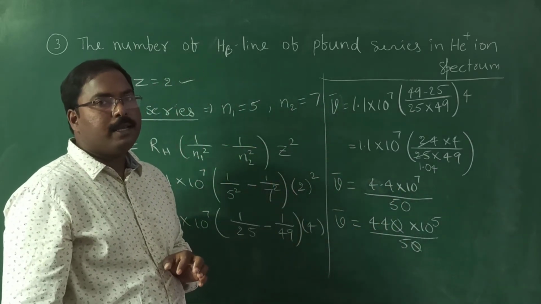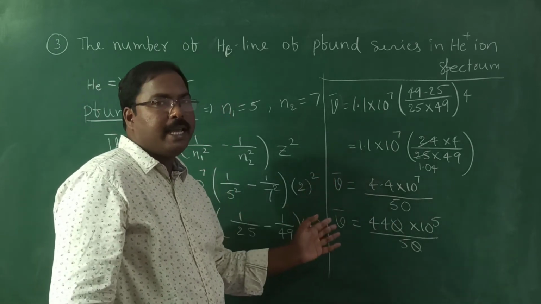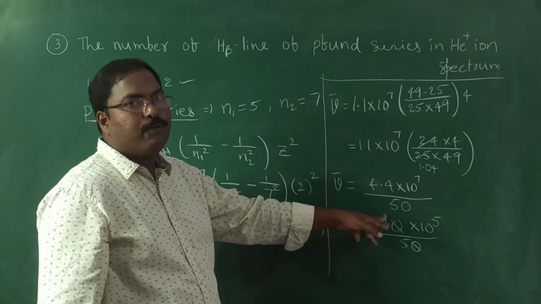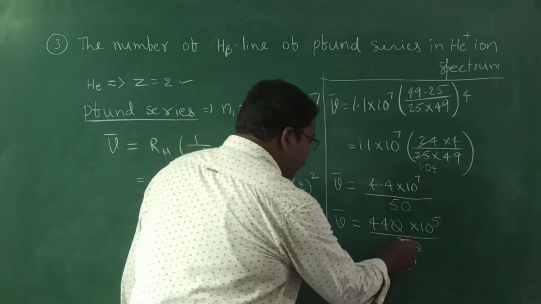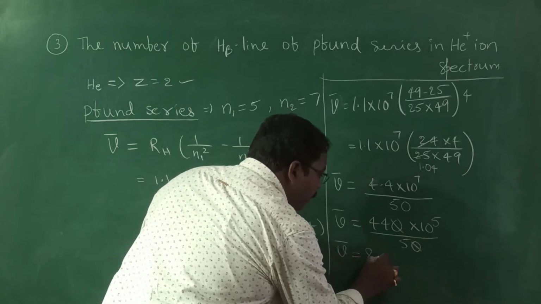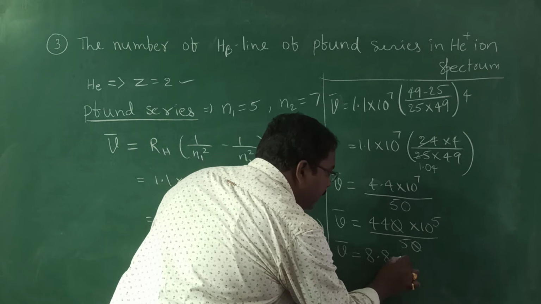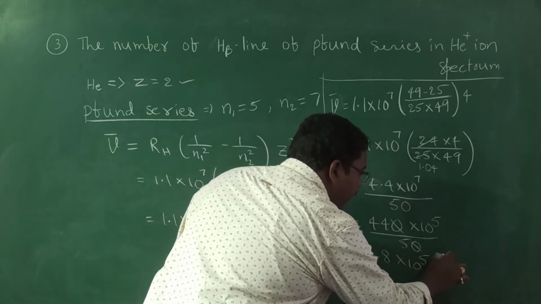How much will it be? 40, 5 will be cancelled 8 times. Okay? Then 4 will be left. Again 8. So nu bar is equal to 8.8 into 10 to the power 5. Meters or centimeters?